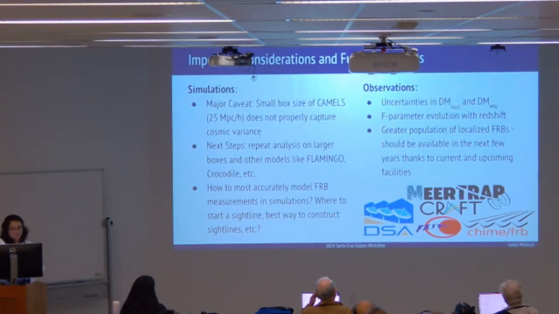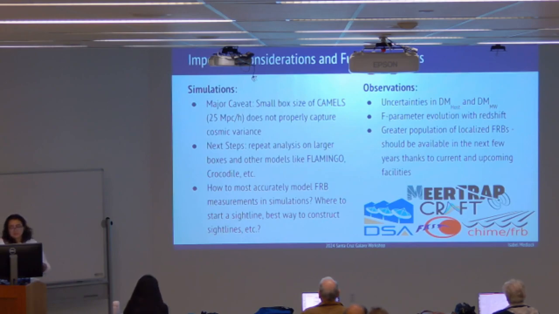Some caveats to the CAMELS project specifically: it has a very small box size, only 25 megaparsecs, and our F parameters and dispersion measure variance are systematically skewed lower. So we need to repeat this on the upcoming CAMELS 50 megaparsec boxes, which are really the minimum of what you need for this kind of simulation and calculation, or on other original TNG, Astrid, and SIMBA models, or other suites like FLAMINGO and CROCODILE. Something else we're thinking about is how to best model FRB dispersion measures in simulations, like where we should start our sightlines and what the best practice is for constructing them. On the observational side, in the field in general, we need to work on uncertainties in dispersion measure models of the host and Milky Way, and on understanding whether the F parameter is constant with redshift, which is what we assume and has been assumed before, but is not necessarily the case.